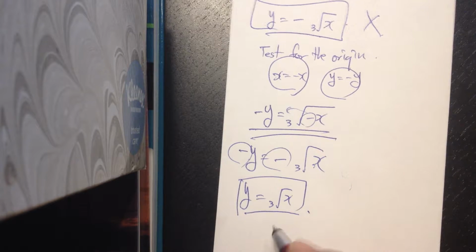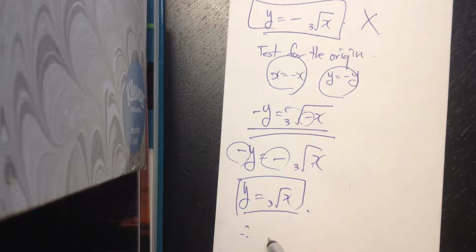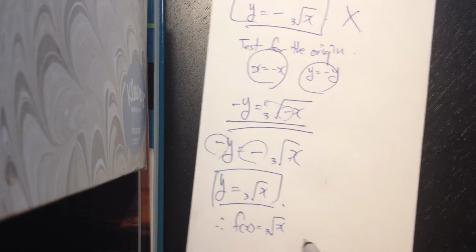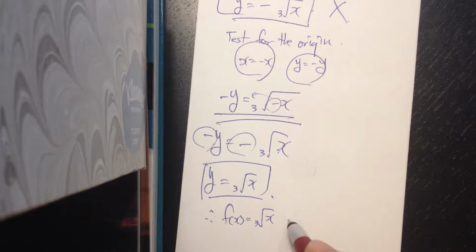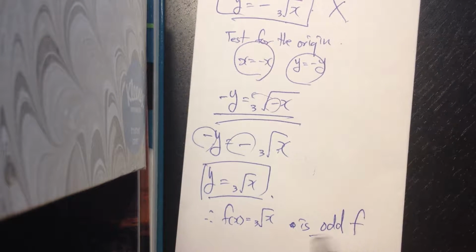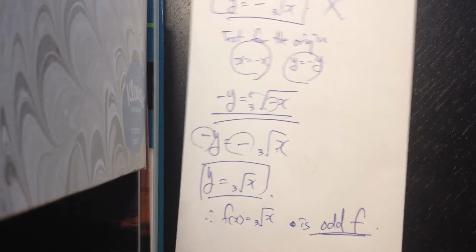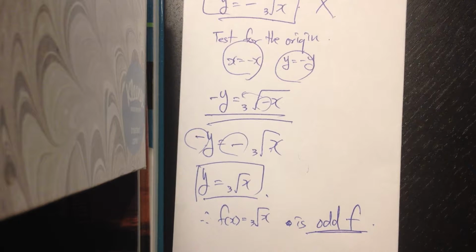A's got to be, the function must be what? Symmetry. I'm sorry. That's got to be an odd function. Okay.